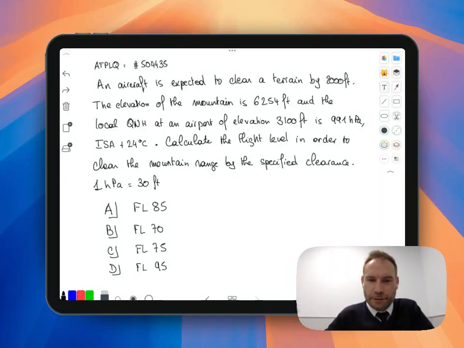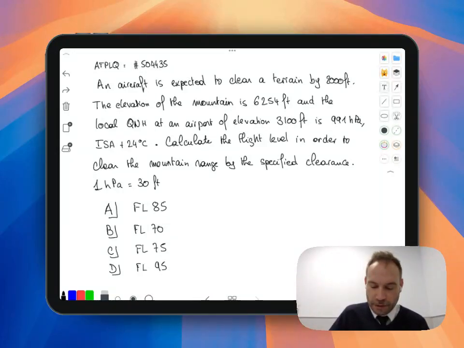Hello, good morning everybody. So today I wanted to solve a question of altimetry. There are plenty of altimetry questions in the EASA database. So here it is, you have it on the screen. So we have an aircraft that is expected to clear a terrain by 2000 feet.